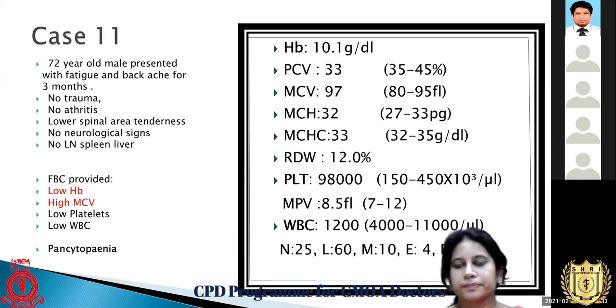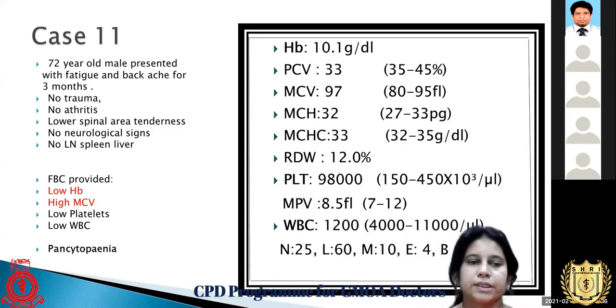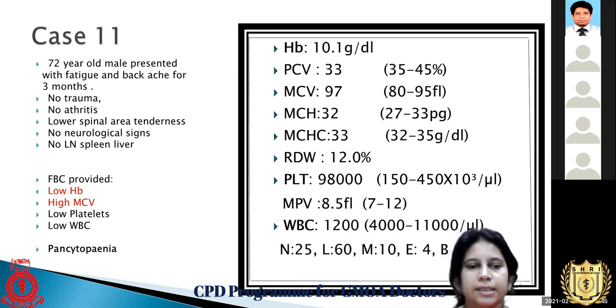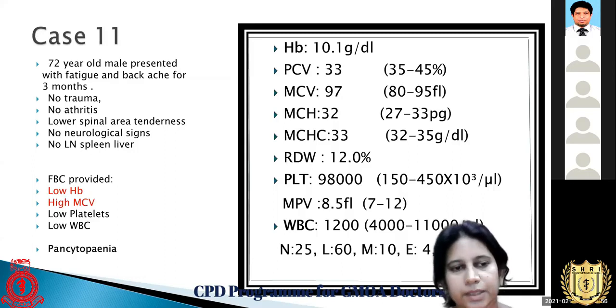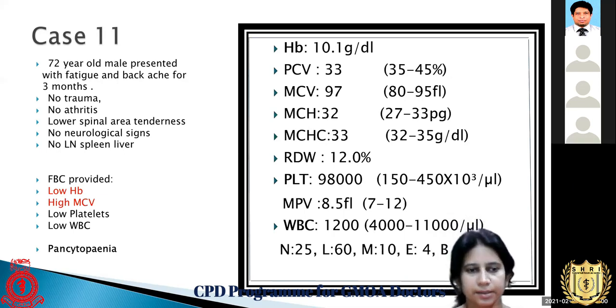Case number 11. This 72-year-old male presented with fatigue and backache for 3 months. There's no trauma, no arthritis, lower spinal area tenderness was there, no neurological signs, no liver and no spleen palpable. So in our hematology setup, an elderly person with a backache, you have only one diagnosis.